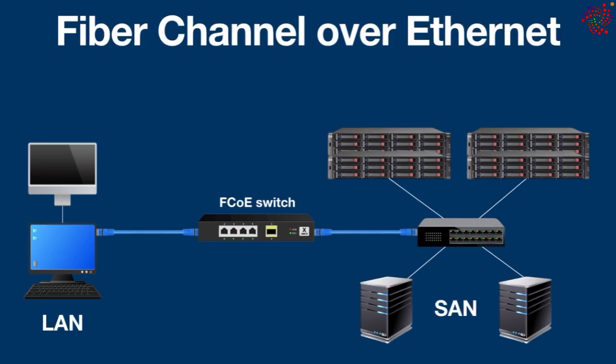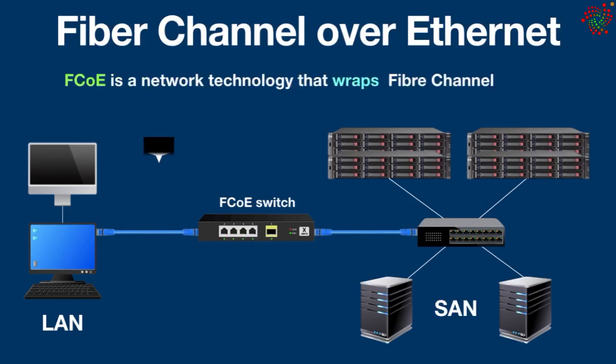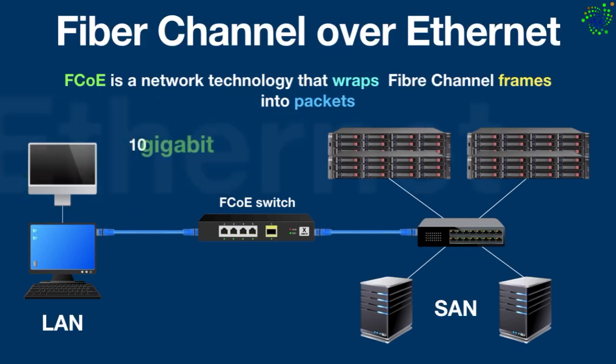Let's put it in a simpler way. Fibre Channel over Ethernet is a network technology that wraps Fibre Channel frames into packets that can travel across Ethernet networks. This allows Fibre Channel to use 10 gigabit Ethernet networks while preserving the Fibre Channel protocol.